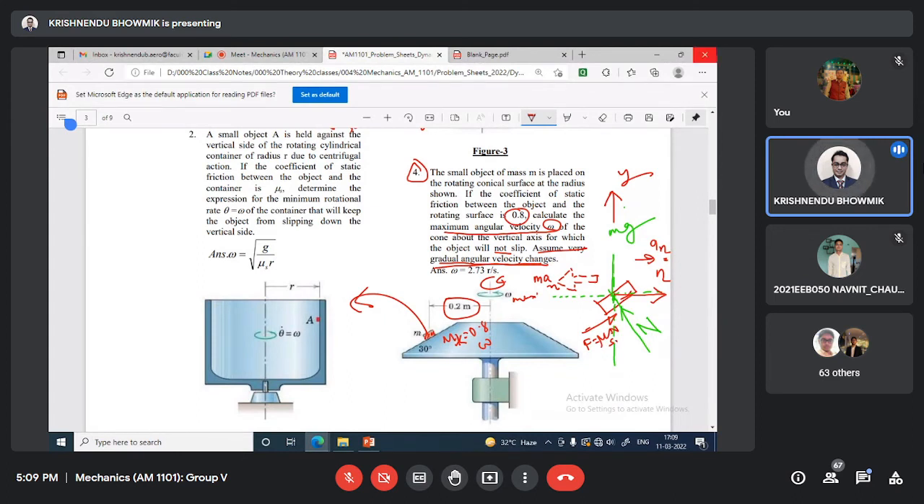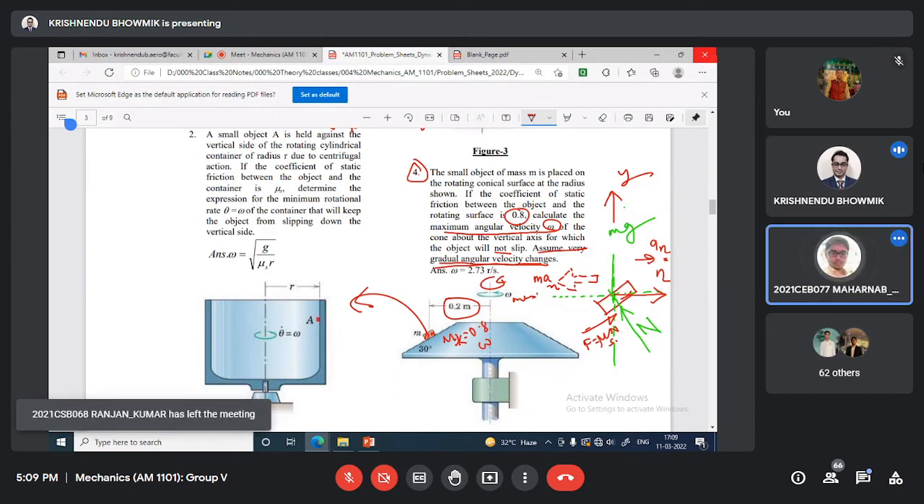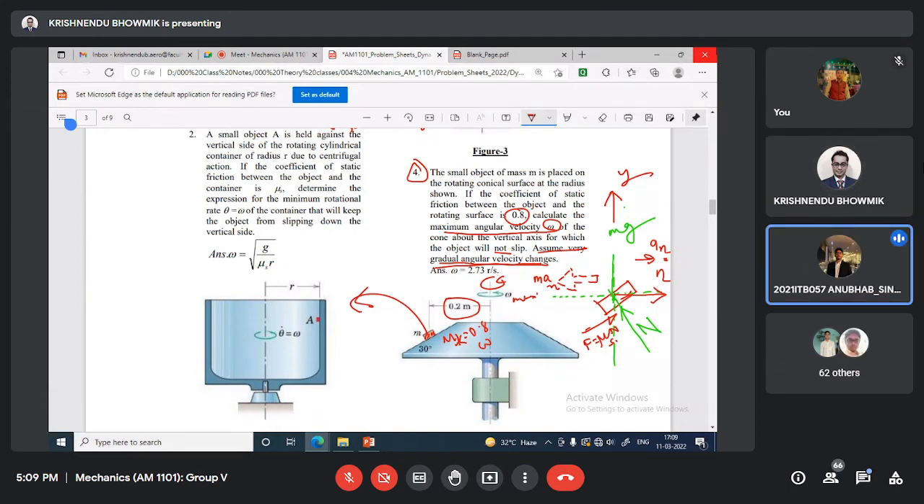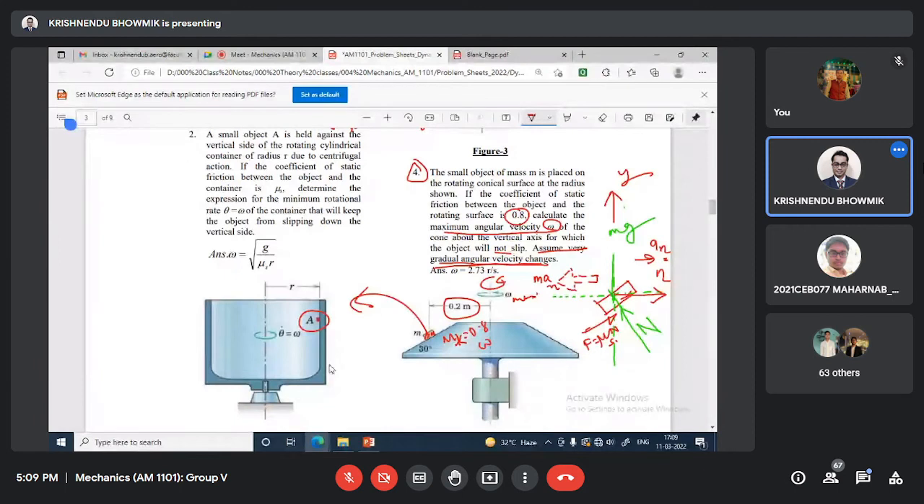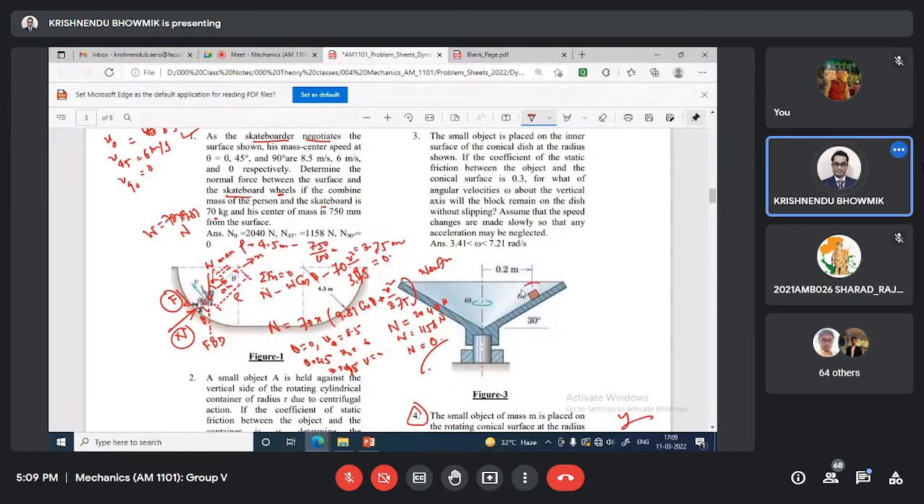Now what will happen if omega is more? Sir, the object will slide upward. No, no, no. It will go away, it will go out. The problem you told is true there, because there is some object to resist even if your speed is high. But here nothing is there. It will go away. The problem you told is valid for that one.